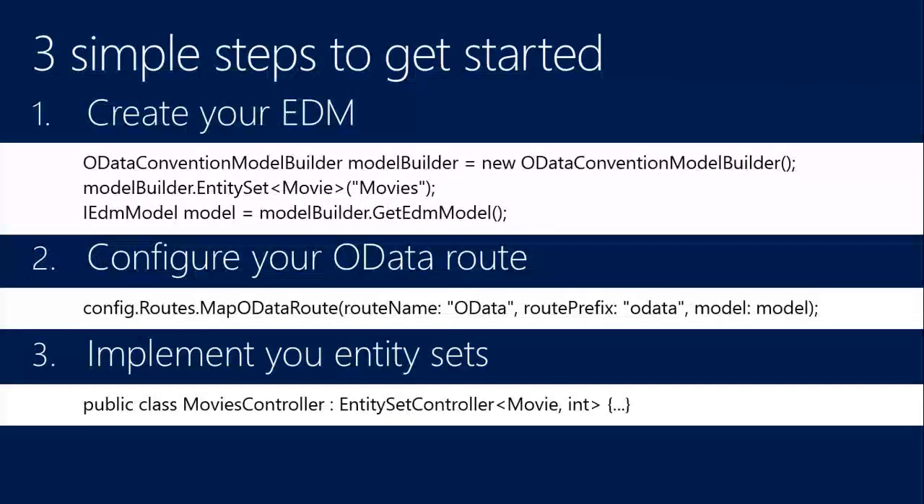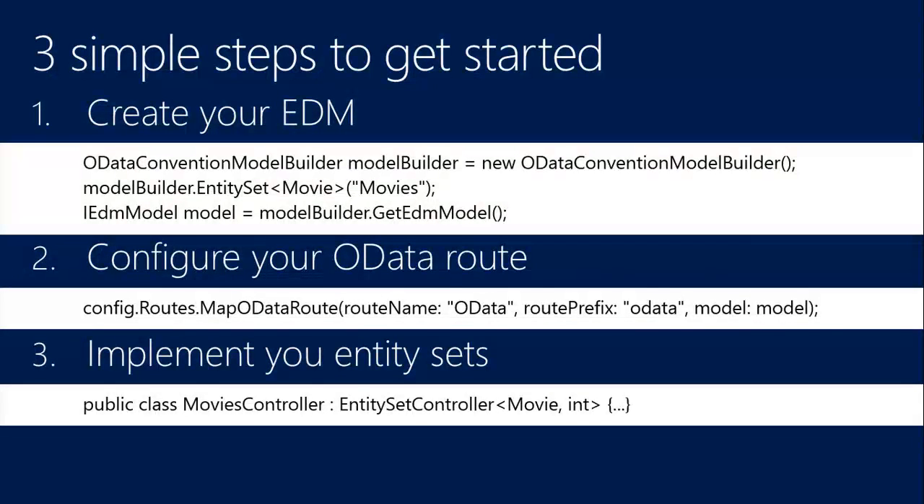So there's 3 simple steps to build an OData service with Web API. Step 1 is you need to create your EDM. And the way you create your EDM is using one of our model builders. We give you a convention-based one out of the box that can look at your types and infer an entity data model from it. Step 2 is you need to set up your route.